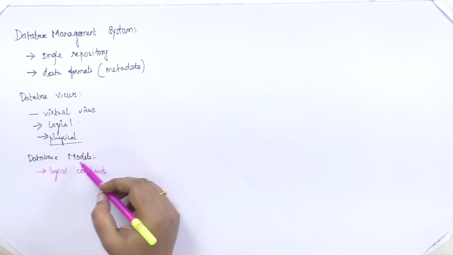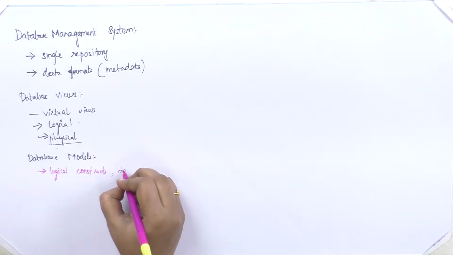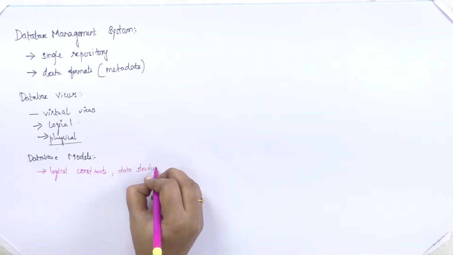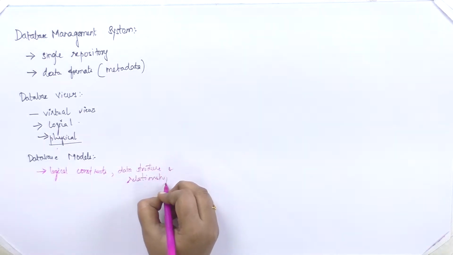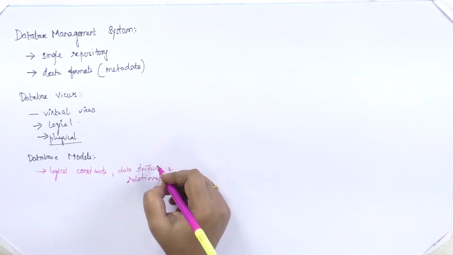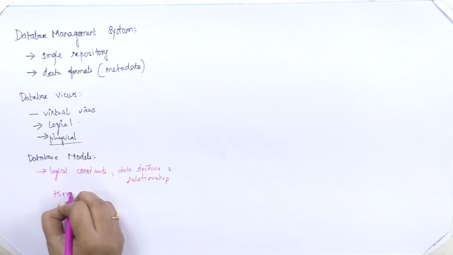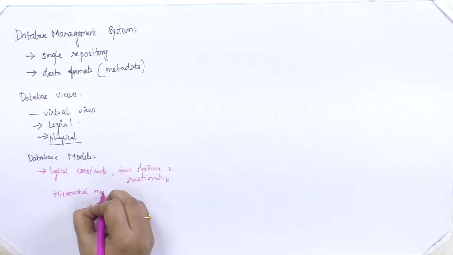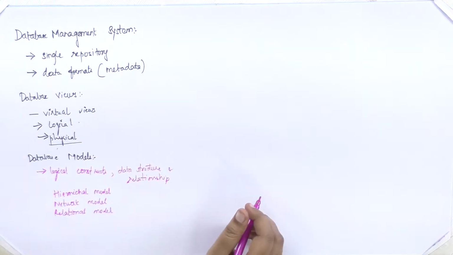Now we are going to see about database models. Database models are logical constructs which give details about the data you are going to use, the structure of the data and the relationships in that data. So the database model gives the details about the data and its relationships. You have different types of models. First model is hierarchical, where you will have an order by order layer. Then you will have a network model, and then a relational model. These are some models you follow in a database management system.